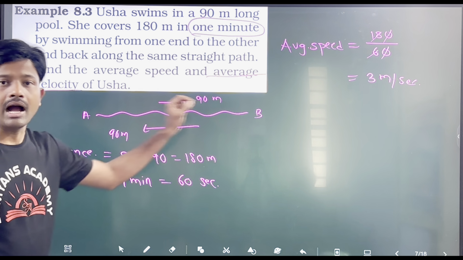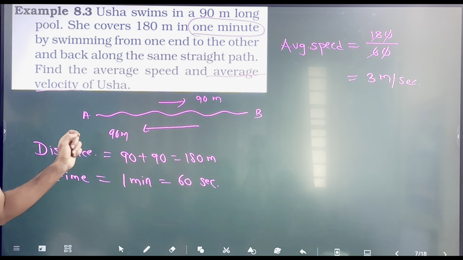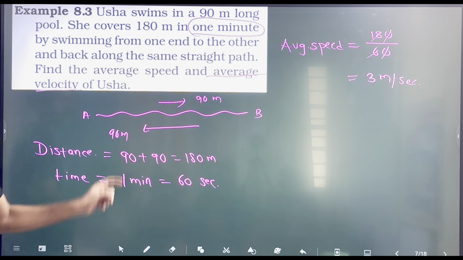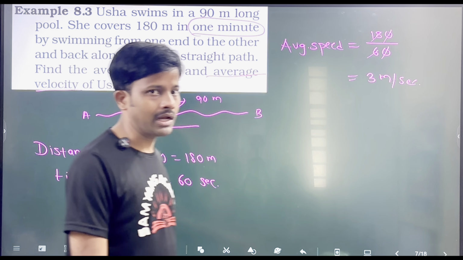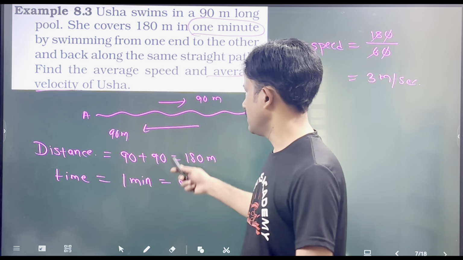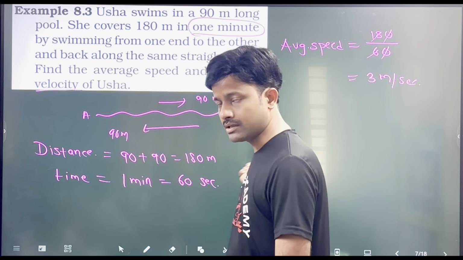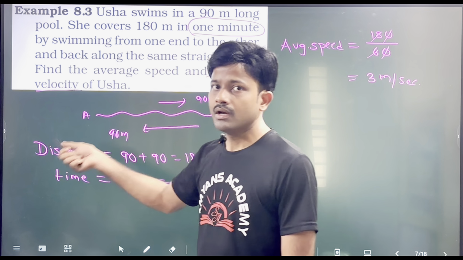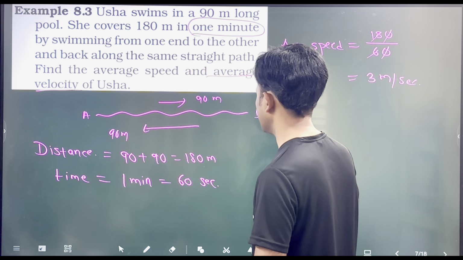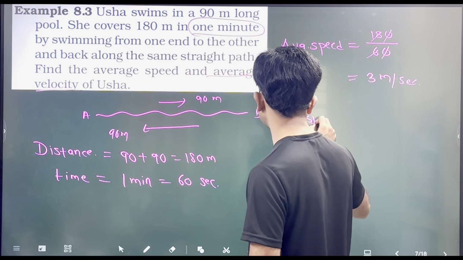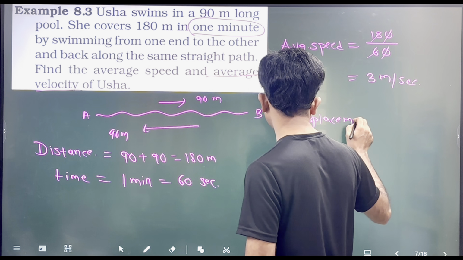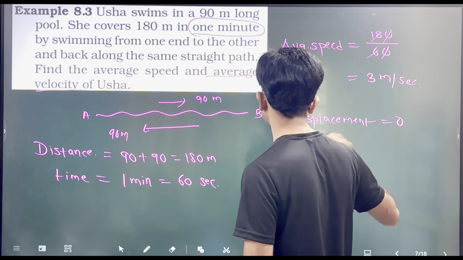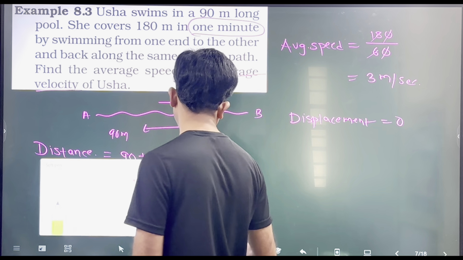But average velocity means, let us assume she starts from A, and again she reaches A. In this case, the initial and final point values are the same. So then displacement is how much here? Displacement is 0. You have to consider displacement. So displacement is 0.